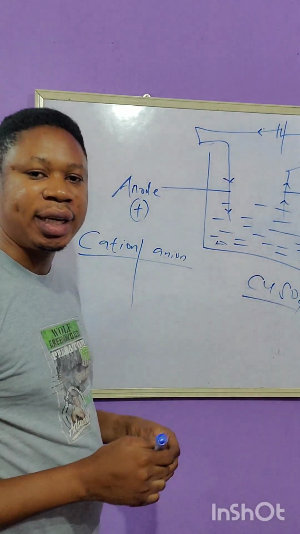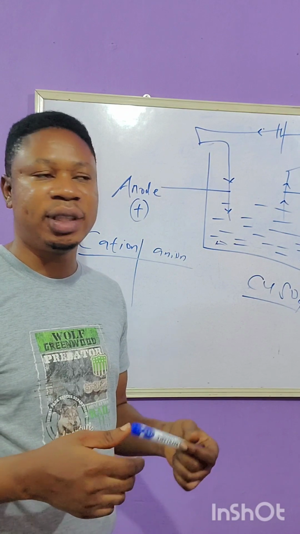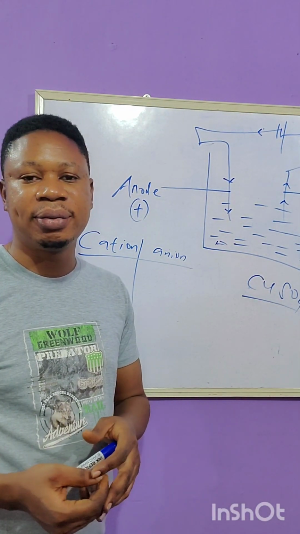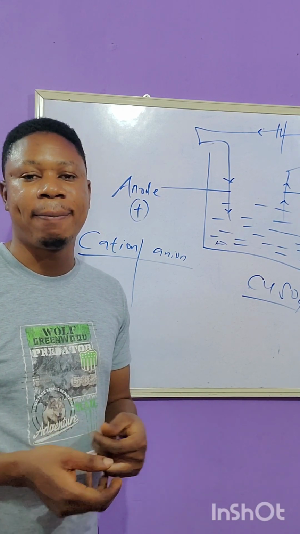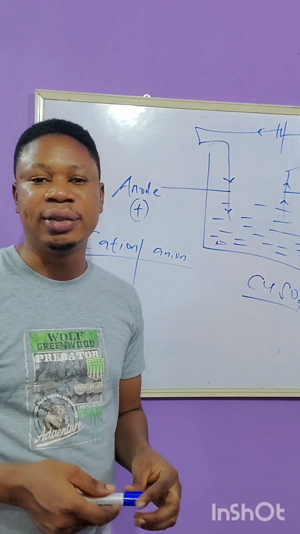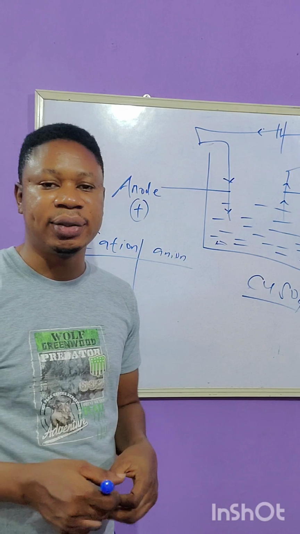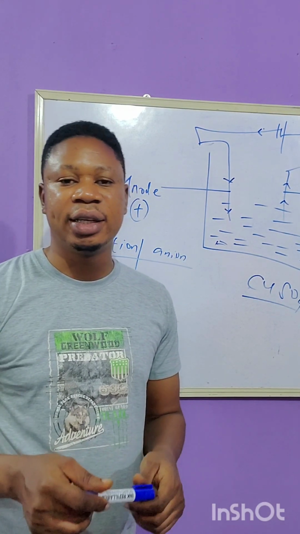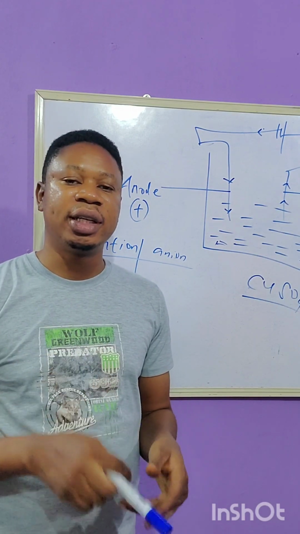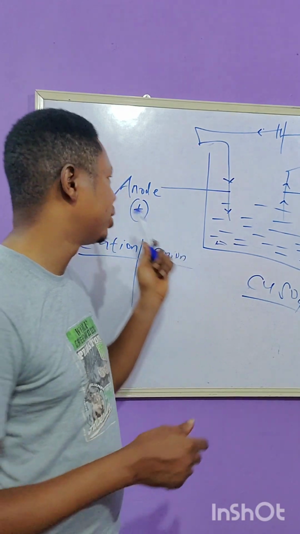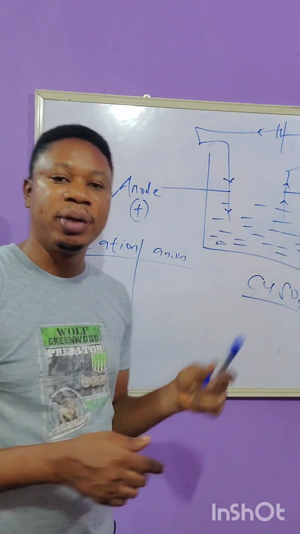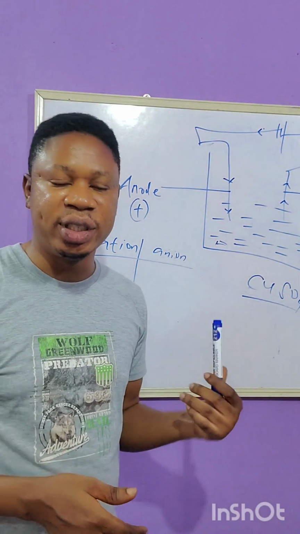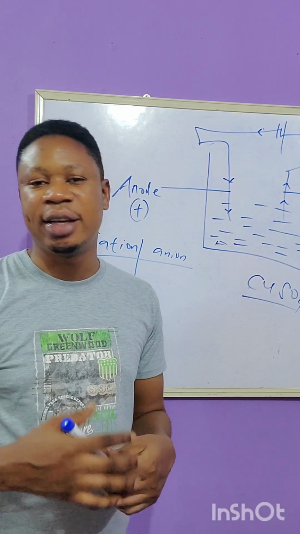Now, the cation is the positively charged ion, and this ion migrates to the cathode. The cations are the positively charged ions, and they migrate to the what? Cathode. While the anions are negatively charged ions, and they migrate to the anode. Note, the anode is positively charged, as you can see, but anions are negatively charged.